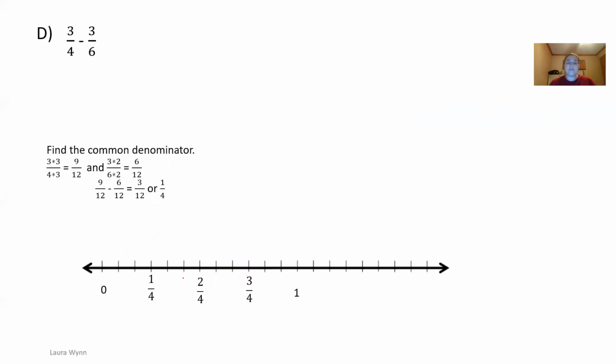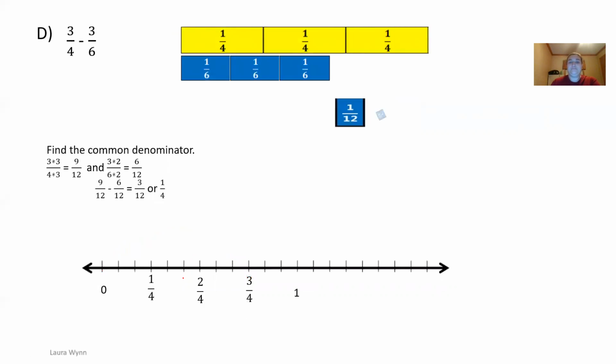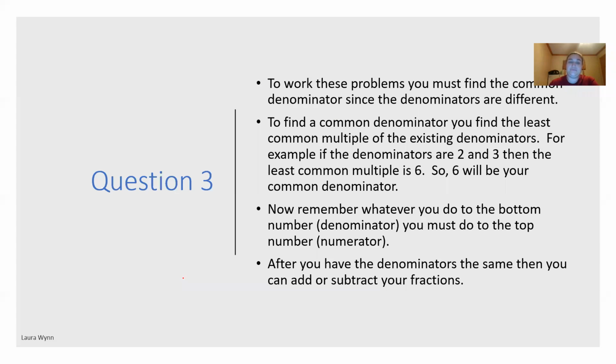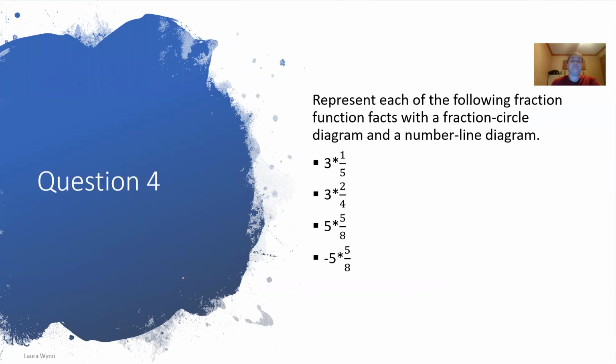All right, the next one is the same situation. We're just subtracting. But here's the problem. I think after that example, y'all could work this one on your own. And here are the steps to follow. Now, problem 4. Represent each of the following fraction multiplication facts. That's a little tongue twister. With a fraction circle diagram and a number line diagram.